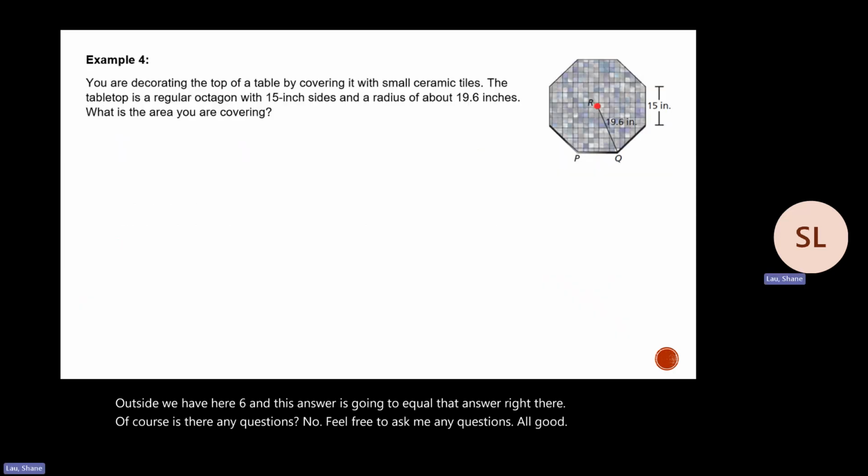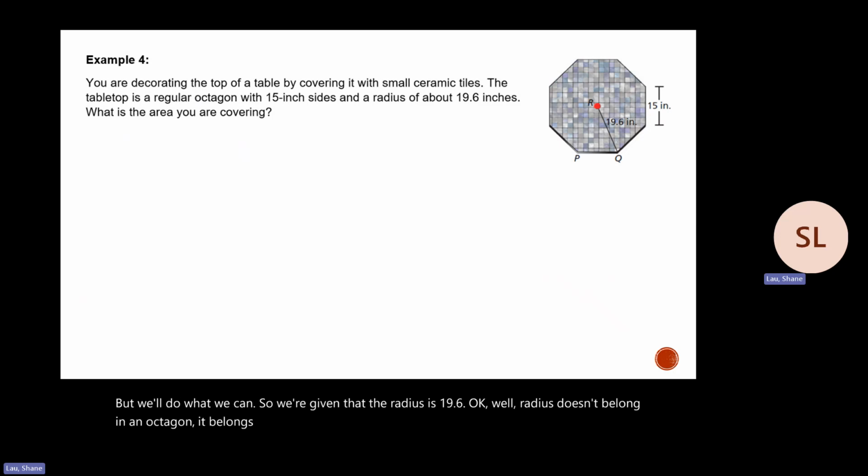Now, in this problem, we're not told some things. It's a little bit trickier for us. But we'll do what we can. So we're given that the radius is 19.6. Okay, well, radius doesn't belong in an octagon, it belongs in a circle. And so my recommendation for you, draw a circle as best as you can. That's not a terrible circle there.